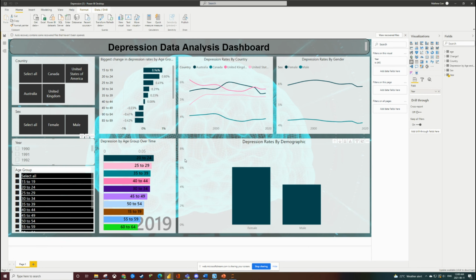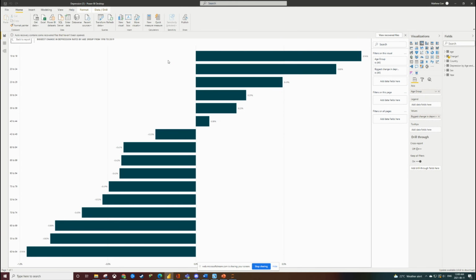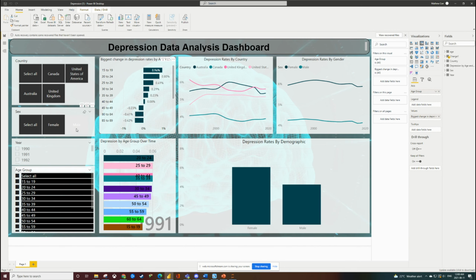And as well, we started to look at depressive rates over time. So we wanted to see over time which demographics were increasing and decreasing. So we found for all the age groups over 50, all of them had decreases in depressive rates. However, the younger generations, we started to see increases in depressive rates, especially from the 15 to 19 year old range, and especially for female versus male.